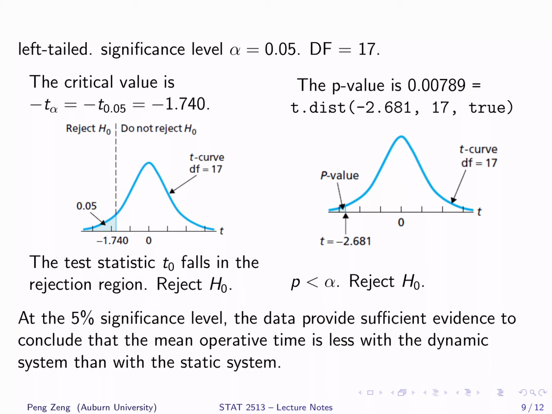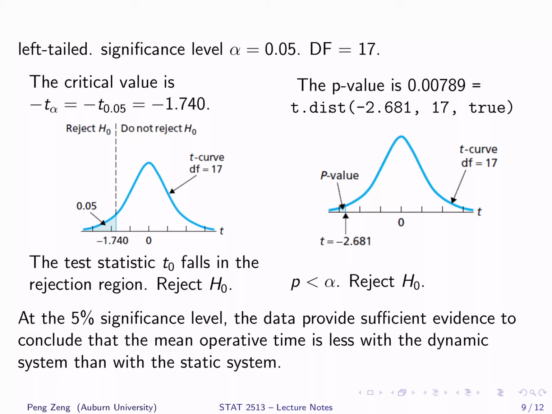This is a left-tailed test with significance level 0.05 and 17 degrees of freedom. When using the critical value approach, the critical value is negative t alpha equals negative t.05. The value is negative 1.74. The test statistic is negative 2.681, which is smaller than the critical value. The test statistic falls in the rejection region. Therefore, we reject H0.